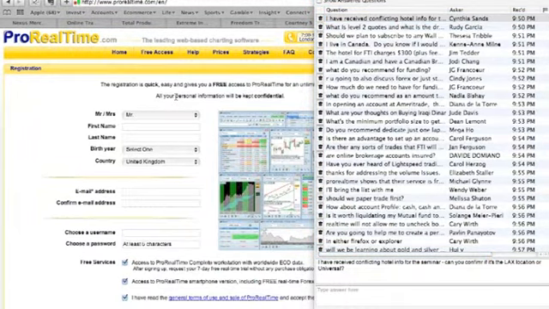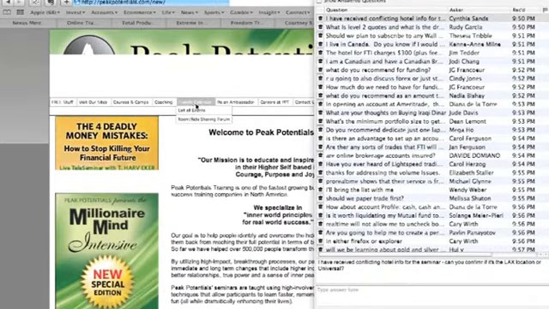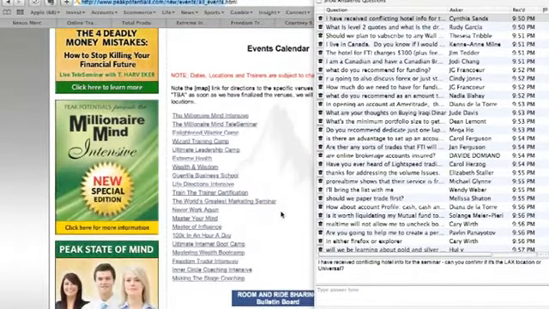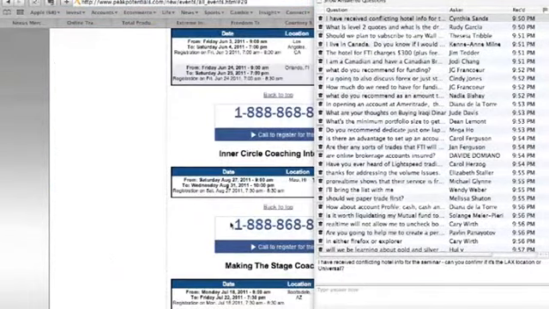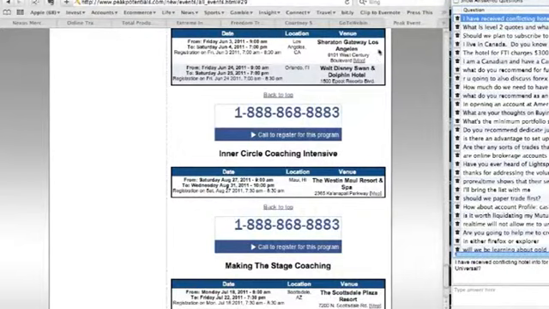I have received conflicting hotel information. Can you confirm if it's the LAX location or the Universal? The answer is really that's a question for Peak Potentials. But let me try to get you the answer to that. I believe it's right here, the list of all events on the Peak Potentials site. Then go down here to Freedom Trader Intensive, and here it is. I'm not seeing that there's any conflict. It's very clearly stated it's Sheraton Gateway, Los Angeles, or the Walt Disney Swan and Dolphin Hotel, depending on which one you're going to.